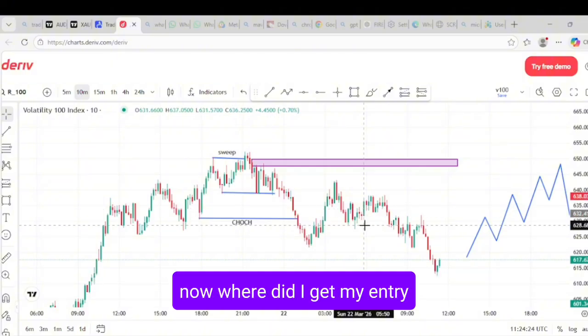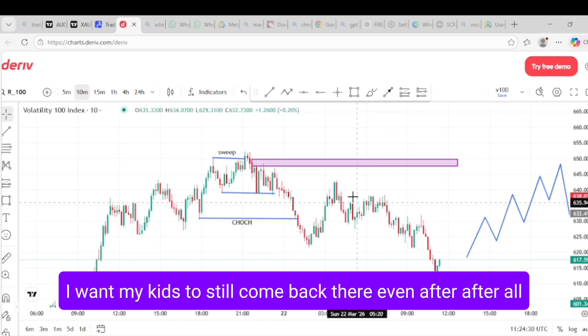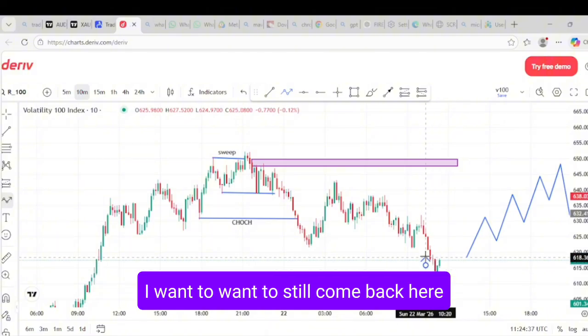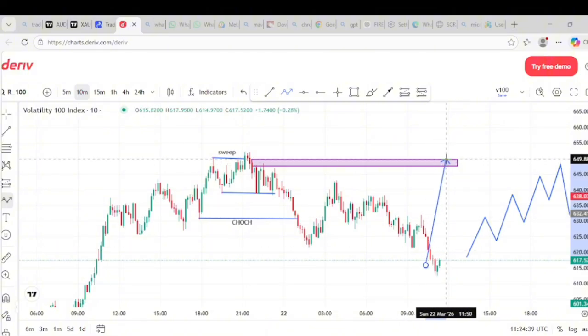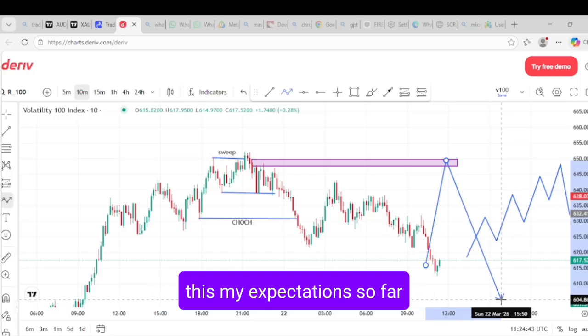Now where did I get my entry? So I did not get this entry here, even though that entry is still valid. Up to now, it is still valid. I want the market to still come back there, even after all this thing is doing here, and then give me a sale. Up to now, this is my expectation so far.